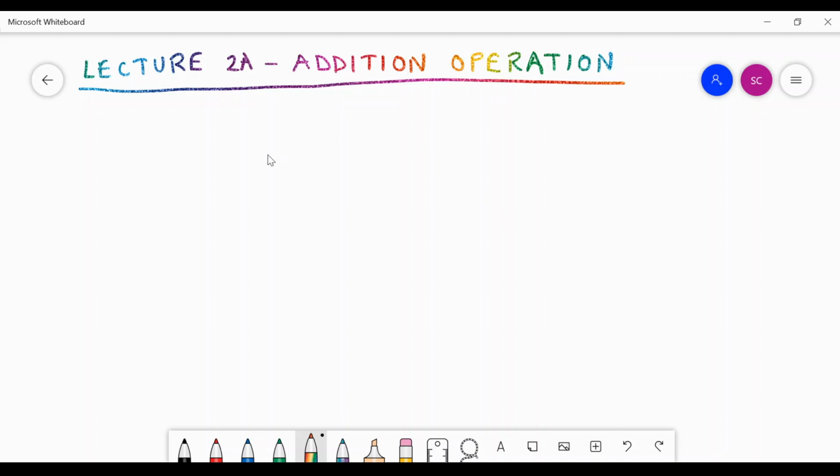Welcome back to our lecture. Today we are going to see how we can add numbers in octal, binary, and hexadecimal. In order to do so, we will first understand the addition operation that we are normally very familiar with in the decimal number system.